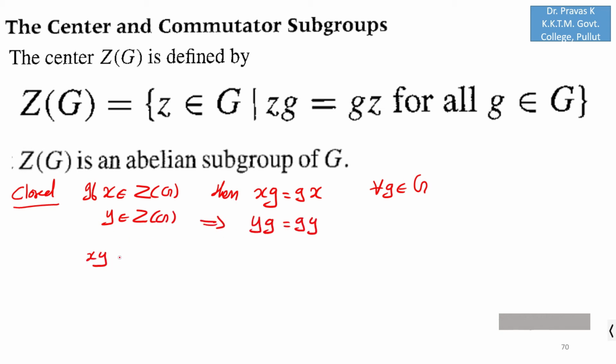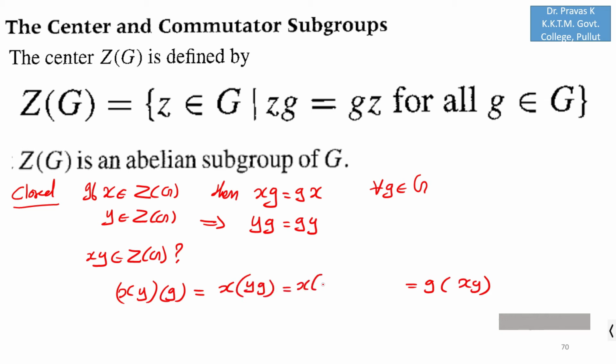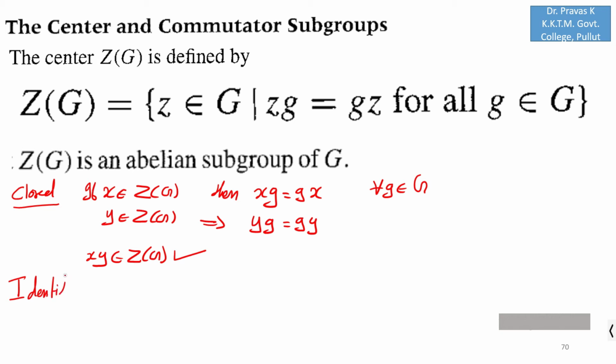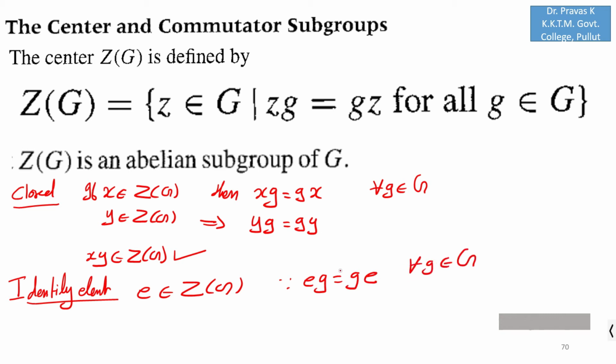In order to prove that xy is in the center, you need to prove that xy times g is the same as g times xy. So you can prove it in just 2 or 3 steps, and hence you proved that xy is also an element in Z of G. Next, you can prove that the identity element E is in the center, for which you already know that the identity element commutes with all elements in G.